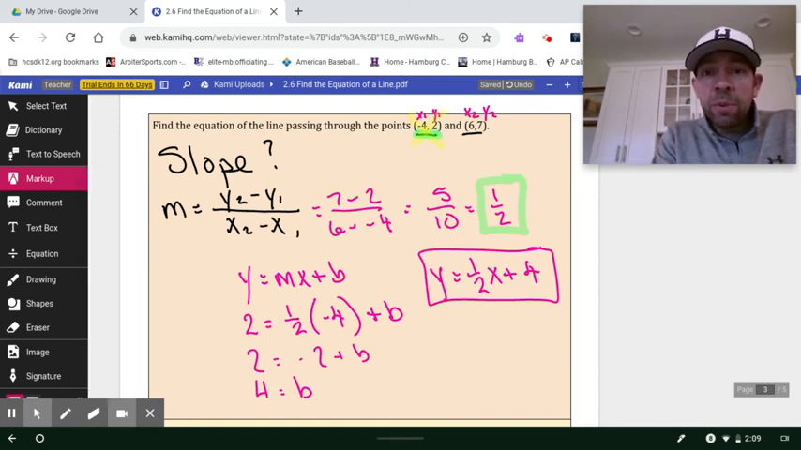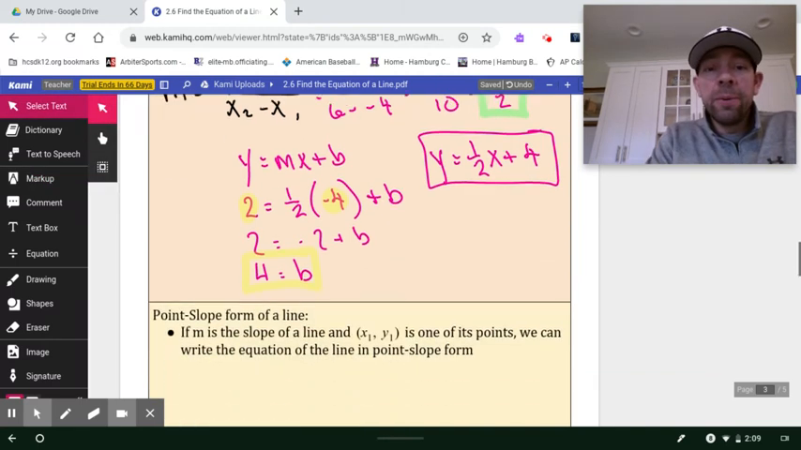Now, I think it's worth noting before we move on, let's say I didn't want to use this point and I wanted to use 6, 7. I could have put a 7 here, I could have put a 6 right here, and I would have totally gotten the same y-intercept, believe it or not. Isn't that cool?